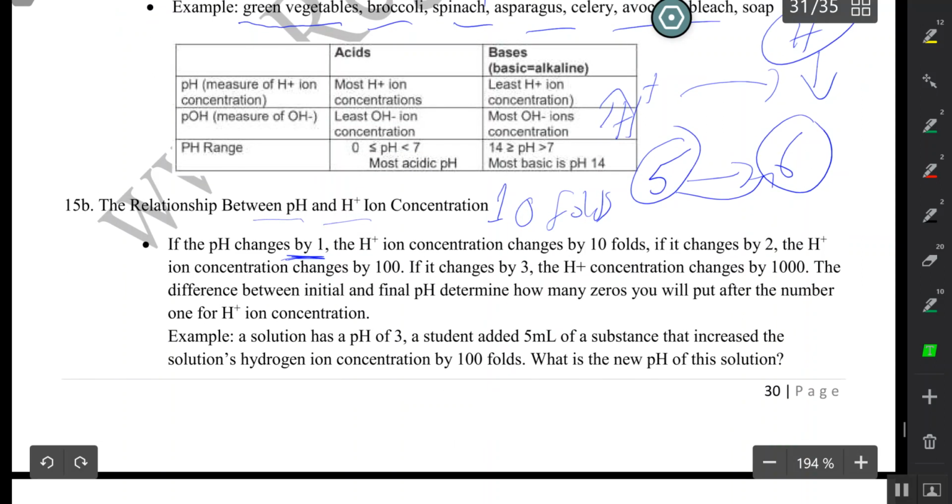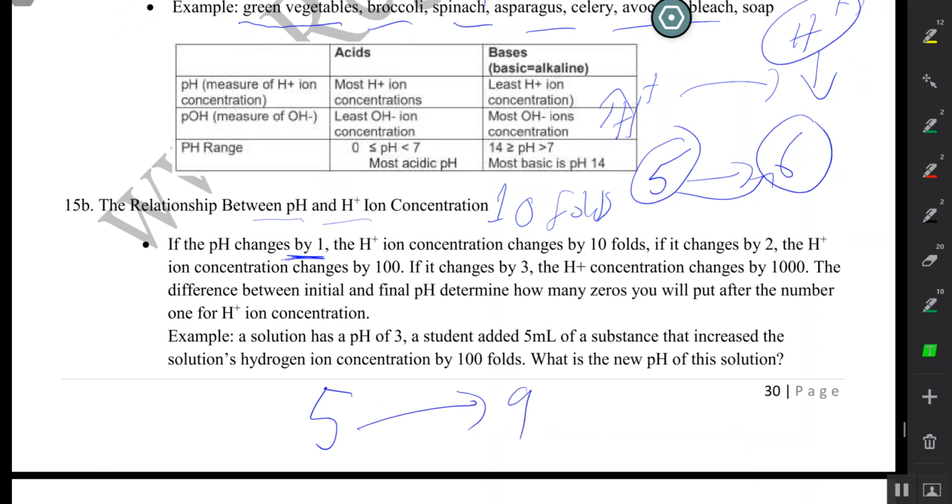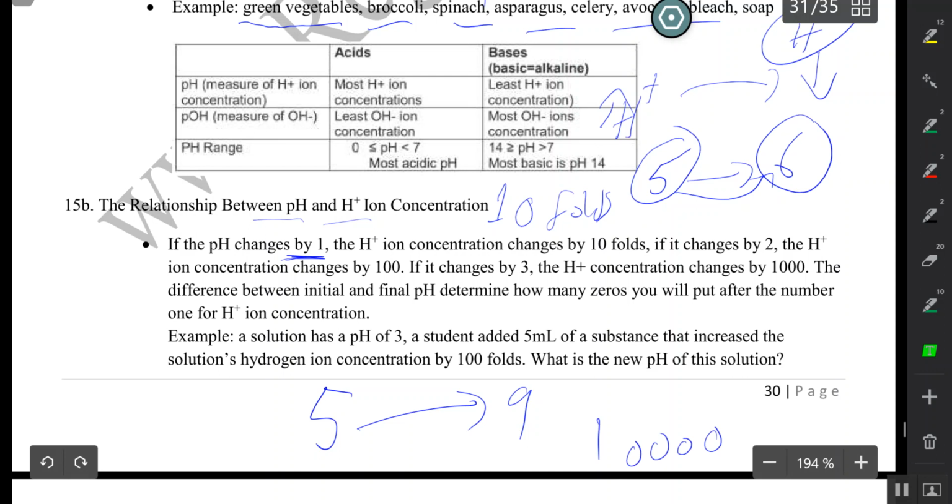Let's say you went from 5 to 9. Obviously that's 4 units, so I'm going to write 4 zeros, and I'm going to put the number 1 before that. That's how much the hydronium ion concentration decreases by.